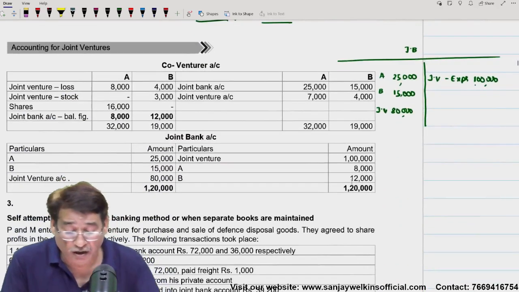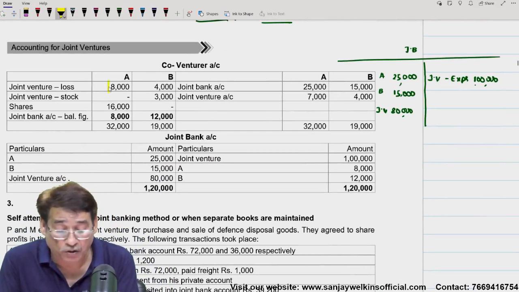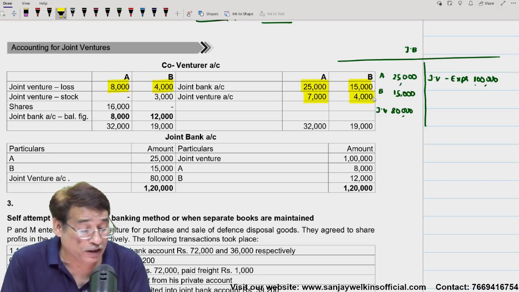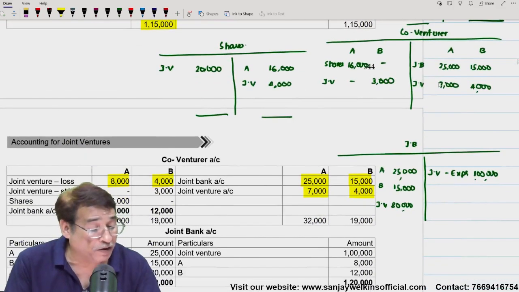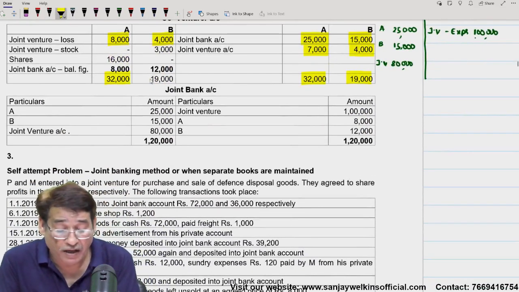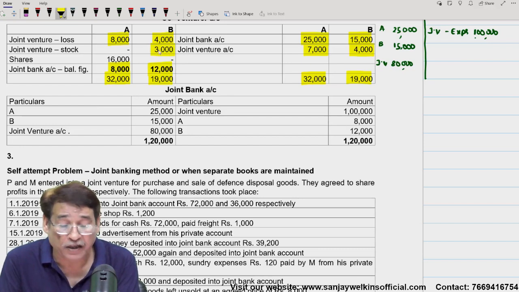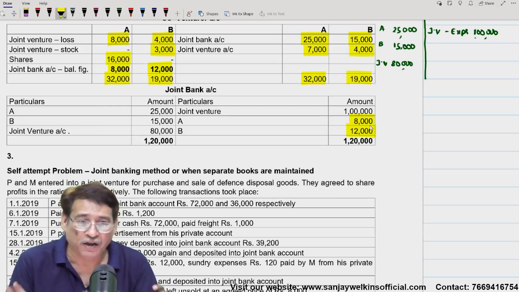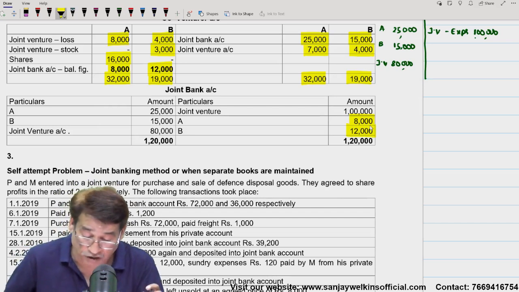Correct? In the co-venturer account, you are going to transfer the loss to the debit side of A and B. In A and B, we have written the contribution. We have written by joint venture 7,000 and 4,000. As you can see here, we have written 7,000 and 4,000. Correct? So credit side total. And this is the balancing figure 8,000, 12,000. 8,000 loss we have written, and B has taken over some material 3,000. A has taken over some shares. So final balance 8,000, 12,000, which you are going to pay them off. Then finally this particular account will get tallied. Is it clear to you or not? Yes, sir, it is absolutely tallied.